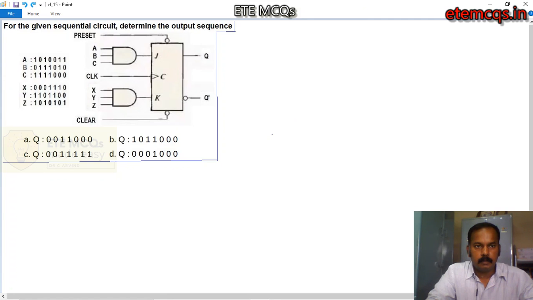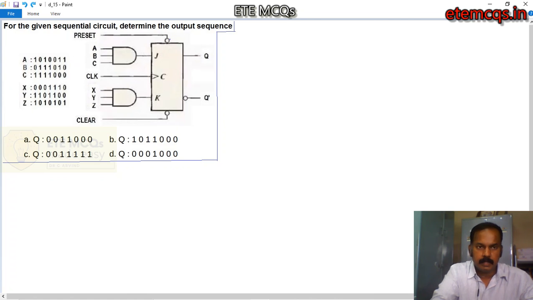Now let us solve a problem. Given a sequential circuit, it is constructed using JK flip-flop. The flip-flop is positive edge triggered. The input to J is determined by the AND gate, which takes A, B and C as input. And the input to the K input of JK flip-flop is driven by this AND gate, which takes X, Y and Z as input. So the question is, for the given sequential circuit, determine the output sequence.